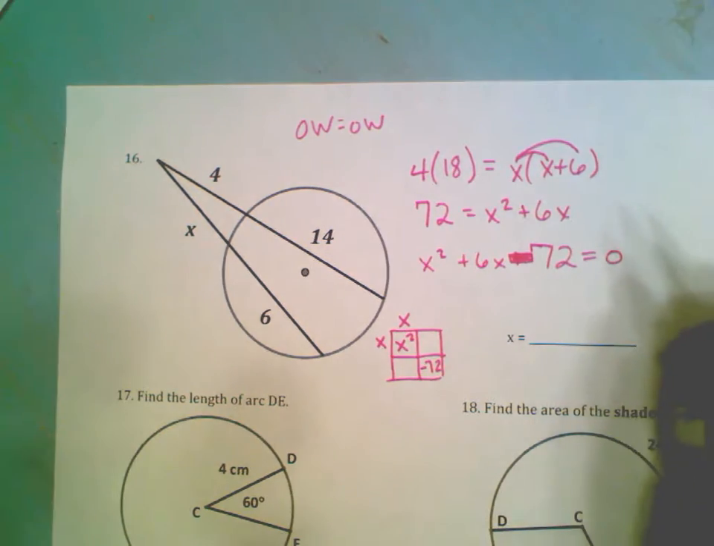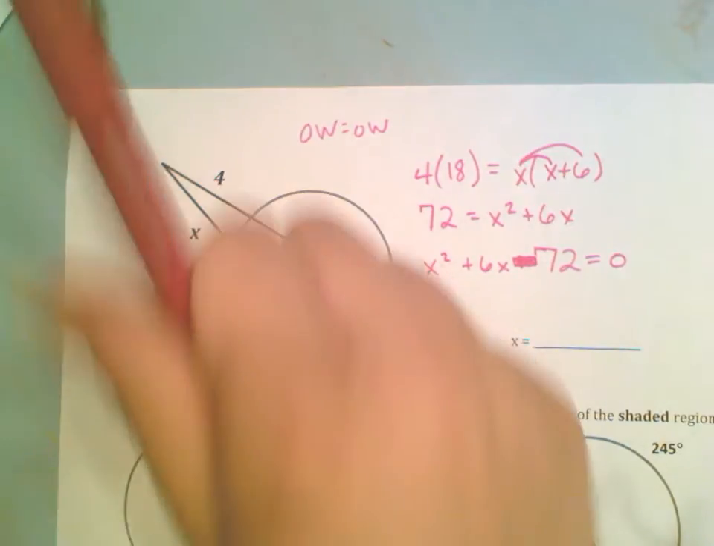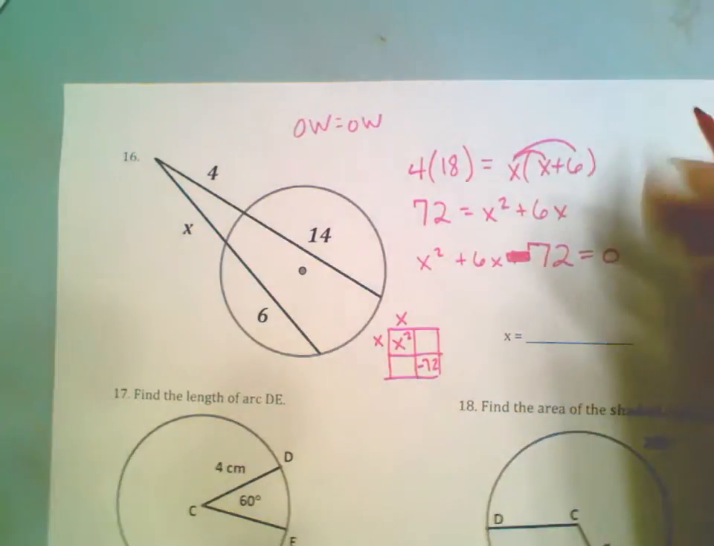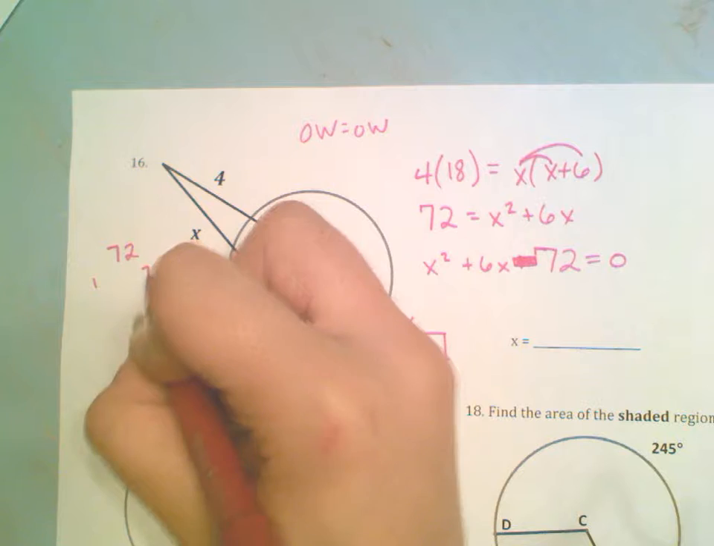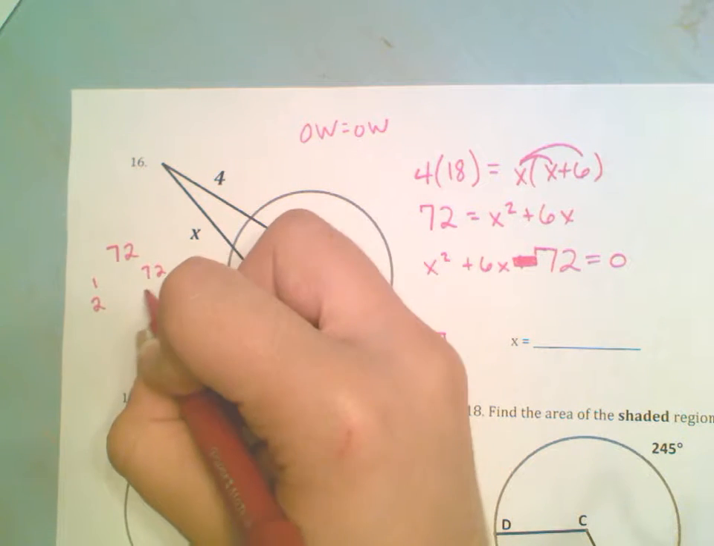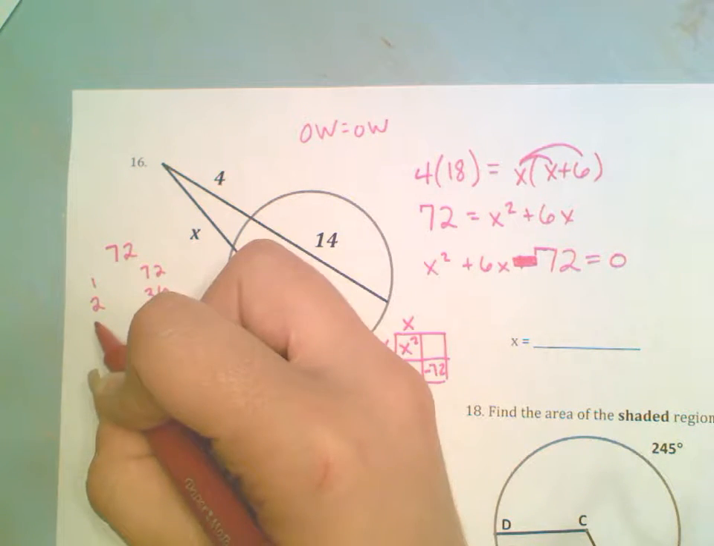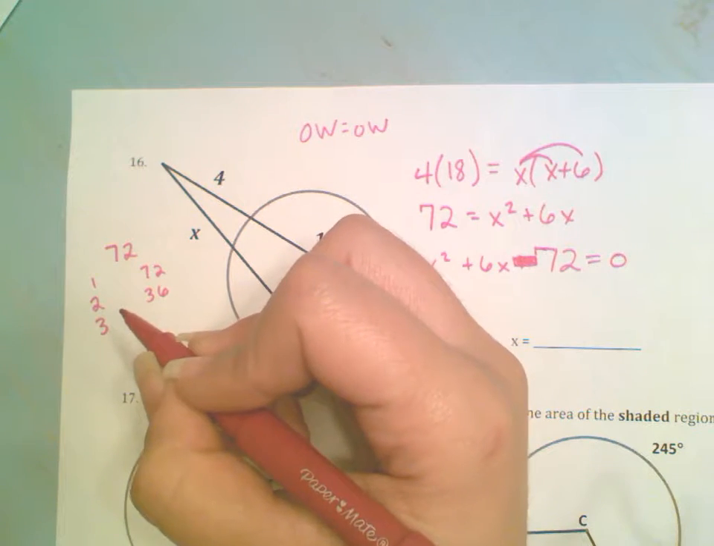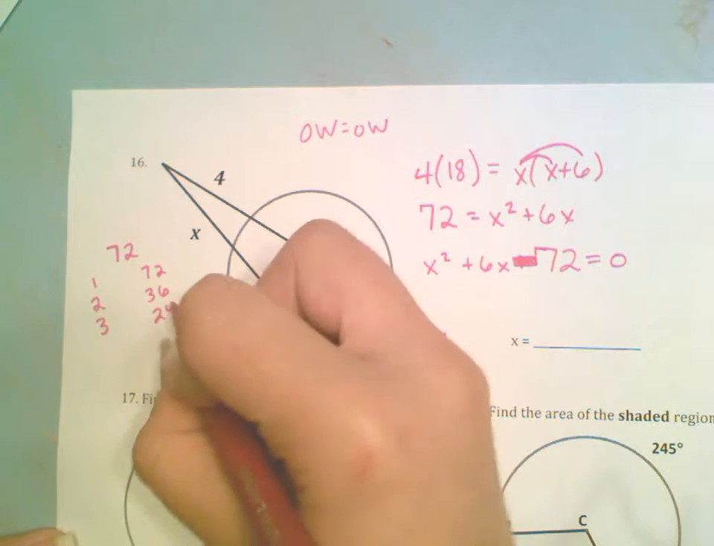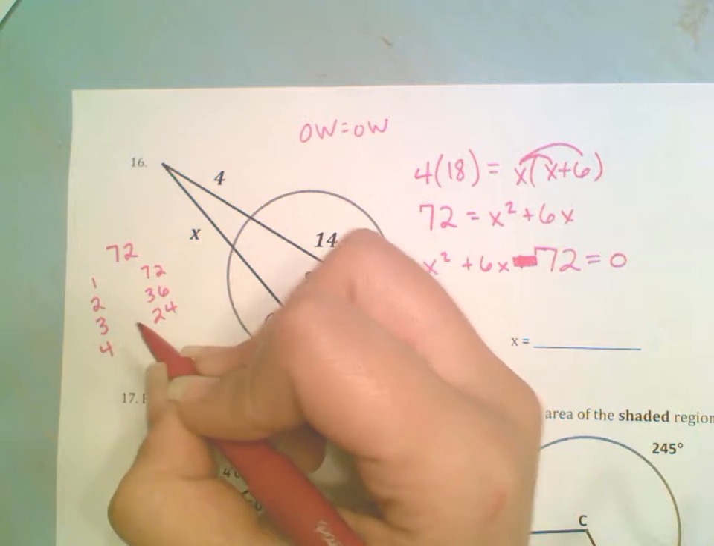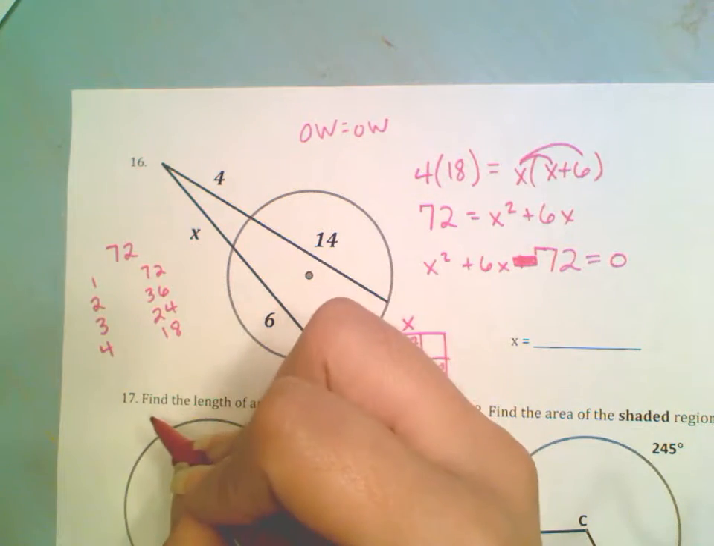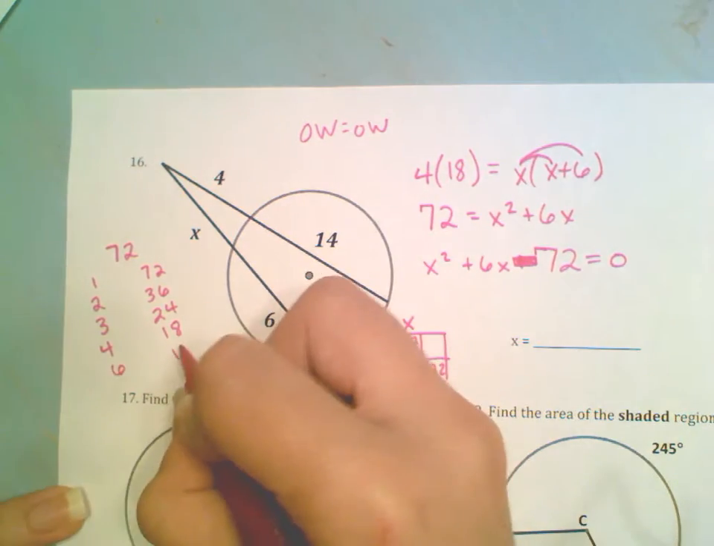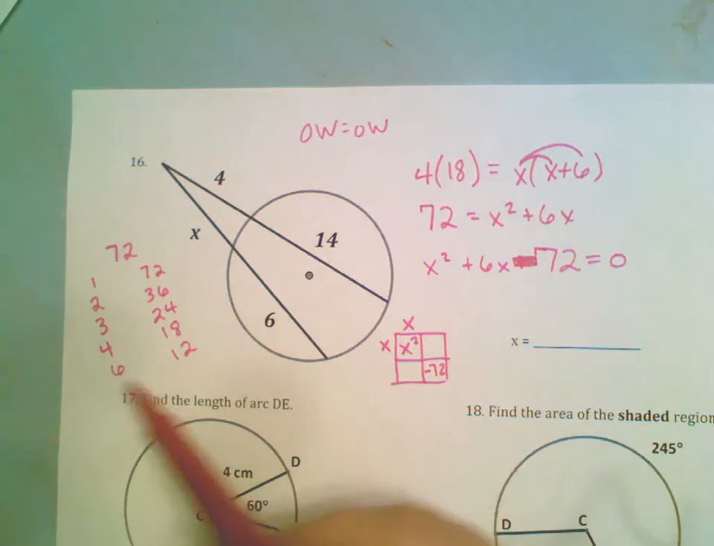So we can write down all of our factors of 72. I'll write my factors over here. 72 is 1 and 72, 2 and 36, 3 and 24, 4 and 18, 5 will not work, 6 and 12, and then I think we already found a winner.